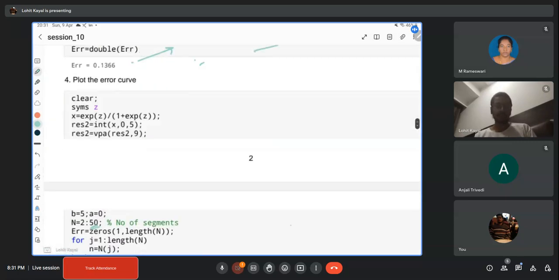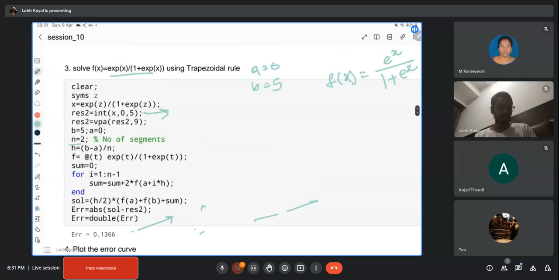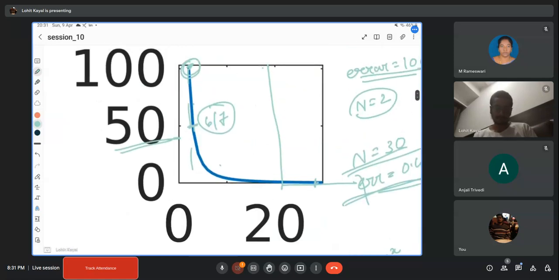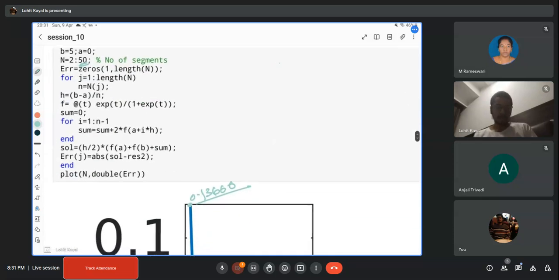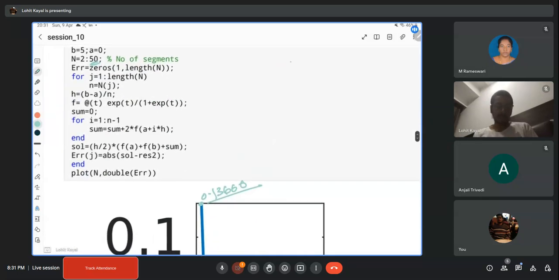The same thing will happen for the trapezoidal rule case also, where I have done that. Yeah, here see that I have defined the sum equal to 0 inside the loop of capital N, not outside it. You need to keep this in mind.